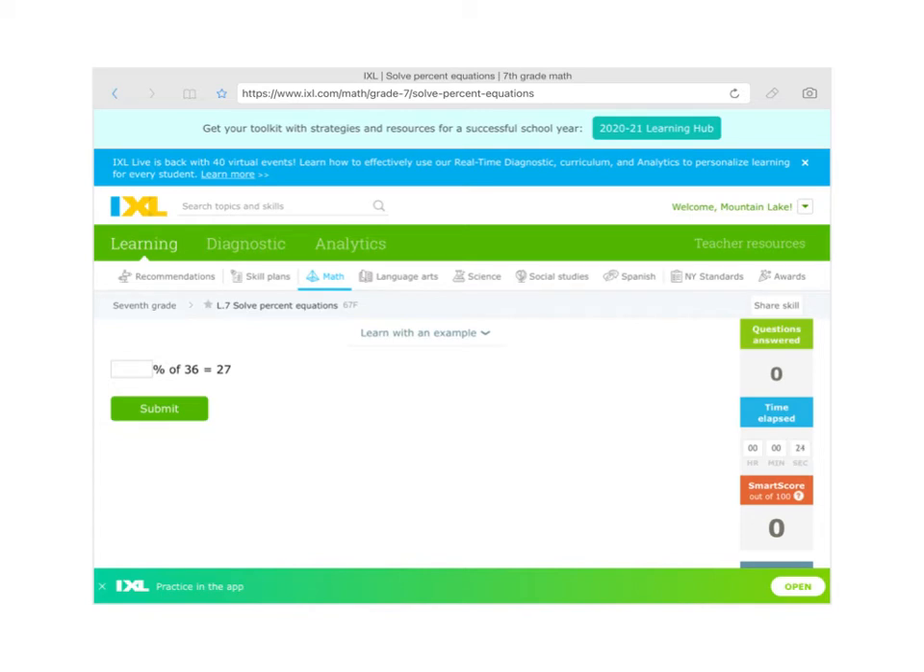Now we want to find out the box. Remember the keyword of is representing multiplication. So this is our equation if we write it mathematically. And then we can break this percent part, percent, which actually translates to divide by 100. So now we've got this box divide by 100 times 36 is equal to 27.